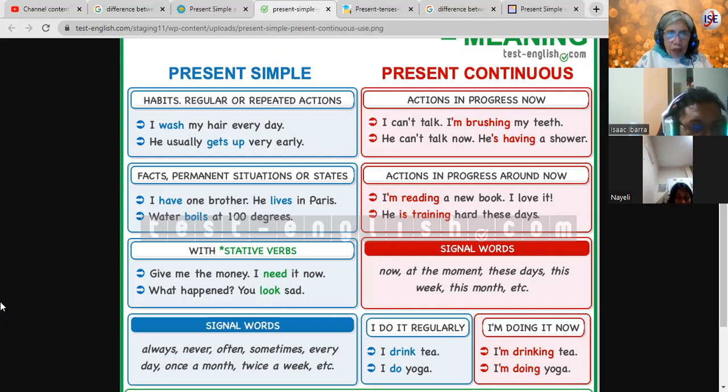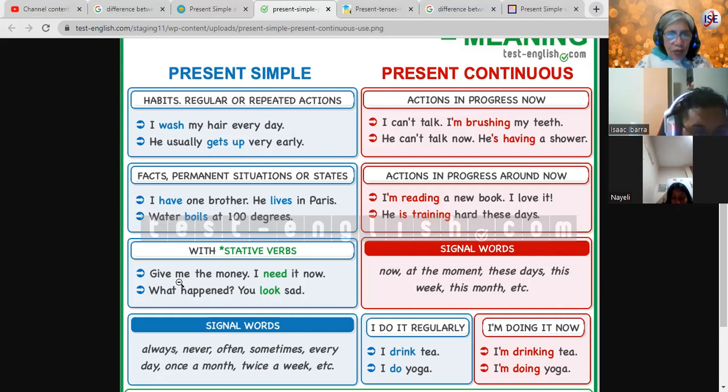Isaac, can you read the number 2 for present simple? Facts. Yes, facts, permanent situation, or states. I have one brother. He lives in Paris. Water boils at 100 degrees. Yes. Okay. Paris, not Paris, but Paris. Okay.